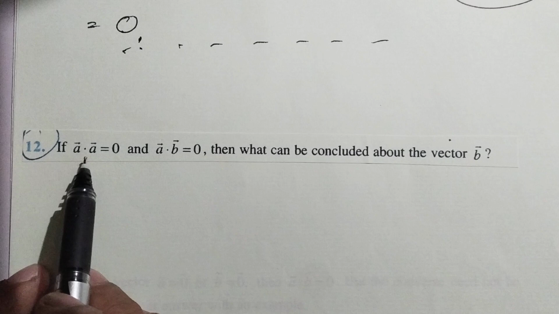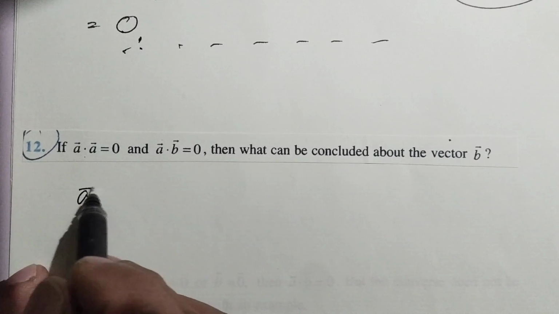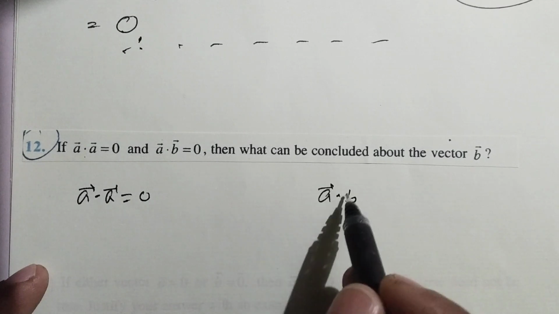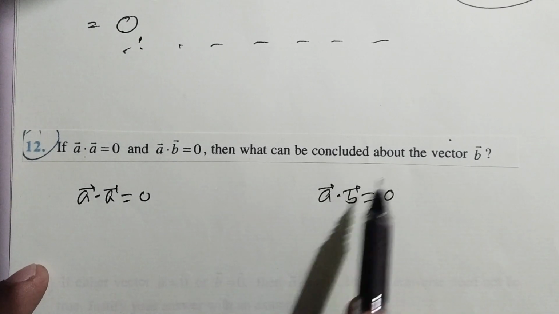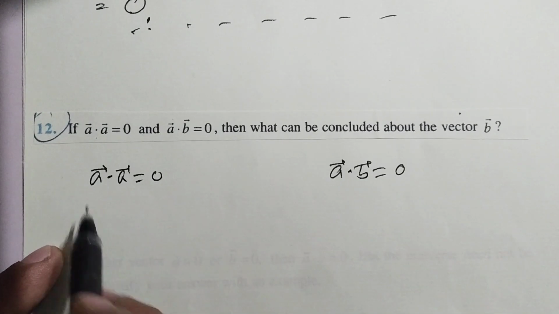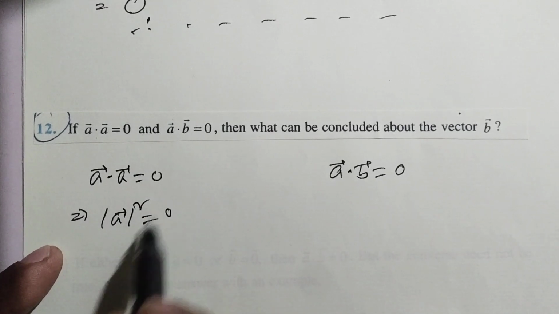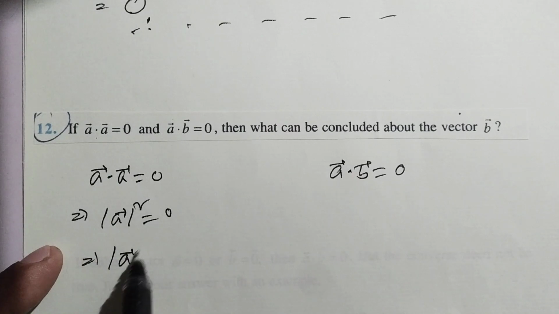Next, question number 12. A dot A is given 0 and also A dot B is given 0. Now what can you conclude about B? A dot A, we have learned, is magnitude A square, equal to 0. That means magnitude A is equal to 0.